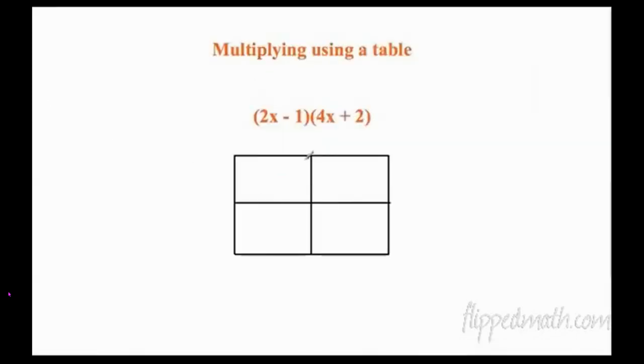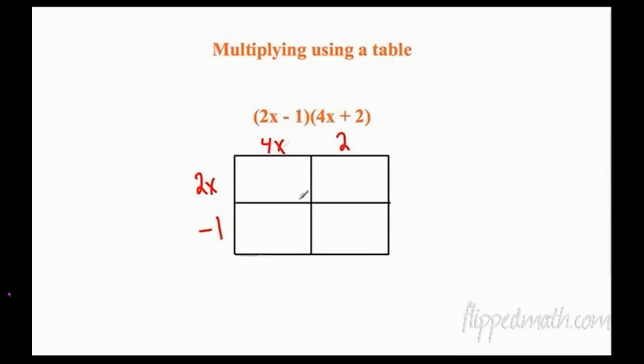A binomial times a binomial. We have two terms here and two terms here. We're going to set this up using a table. Look here, we have this table, all right? We have two terms, so I'm going to write my first two terms down here. So 2x and minus 1 for the negative 1. Then up here, 4x and 2. Now, it's important that you write them in order, standard form, 2x, top, down, 4x, and 2.